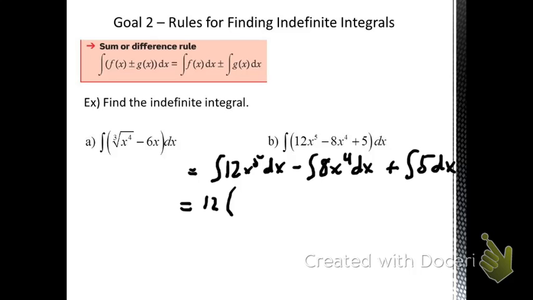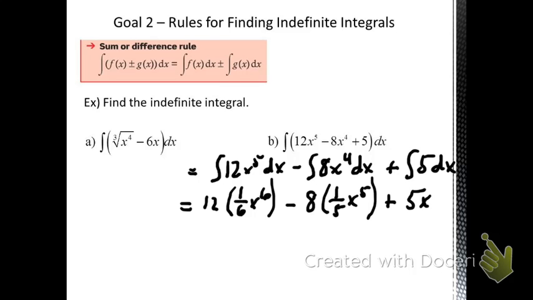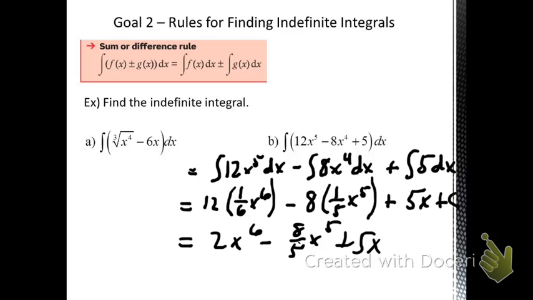So we're going to get, for the first term, 12 times the integral of x to the 5th, which we know is going to be 1/6 x to the 6th, minus 8 times the integral of x to the 4th, which is going to be 1/5 x to the 5th, plus, and remember when you integrate a constant, you just put an x at the end. So the integral of 5 with respect to x is just 5x. That turned out to be super easy. And then that gives you 2x to the 6th power minus 8/5 x to the 5th power plus 5x. I forgot to write plus c on the previous step, but I won't forget it here. You always want to remember that constant term at the end of your indefinite integrals.